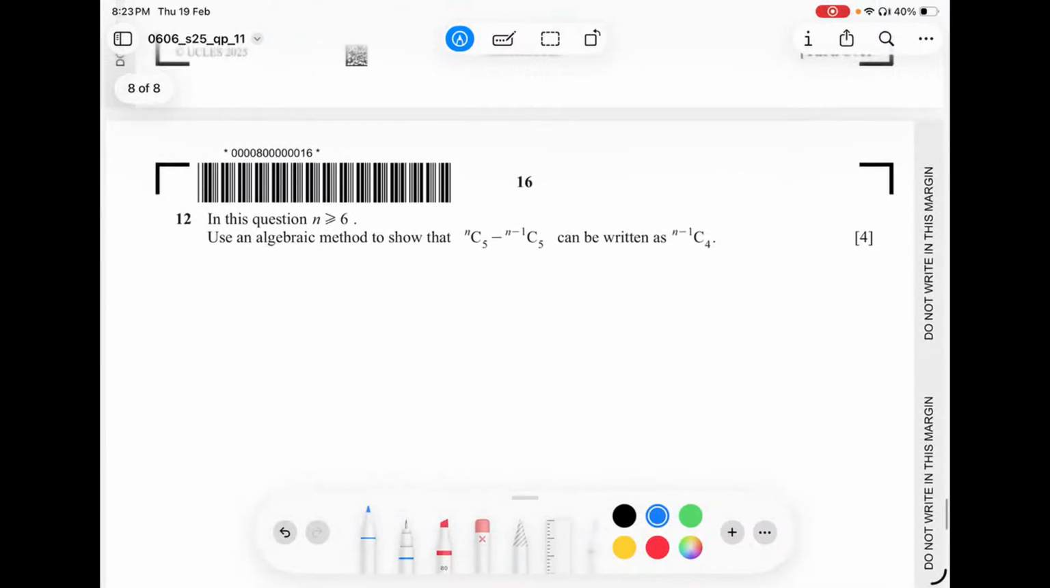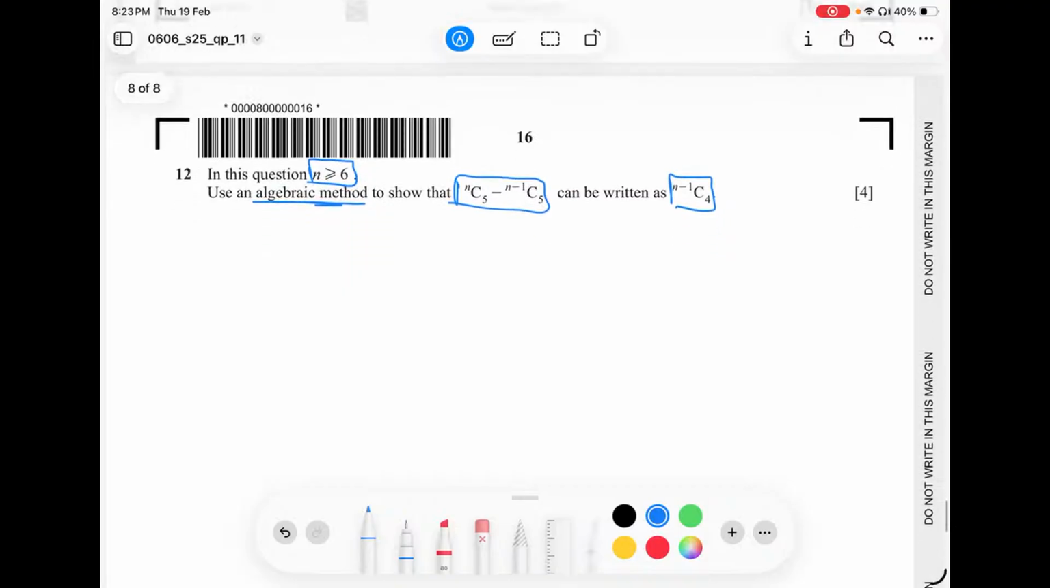Okay, now let's move on to the last question of this video and for this paper. In this question, n is greater than or equal to 6. Use an algebraic method to show that n choose 5 minus n minus 1 choose 5 can be written as n minus 1 choose 4. So you just need to use the formula of the combinations to apply in this question. So the combinations formula, let's say n choose m, is going to be n factorial over m factorial times n minus m factorial. So this is what we are going to use here.